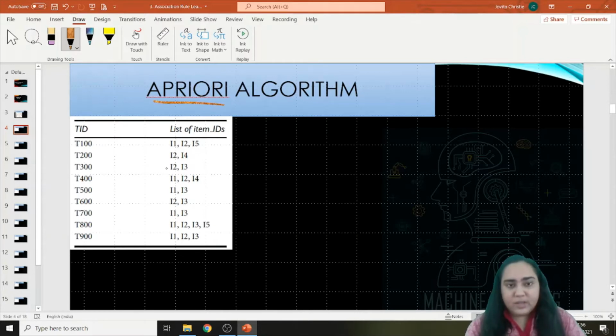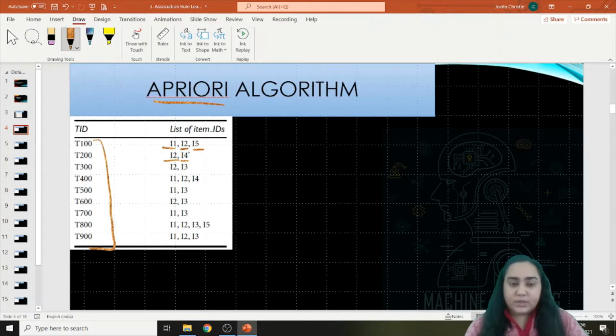To begin the algorithm, we will use this small example where I have 9 transactions, with IDs 100 to 900. Each transaction tells you which items were bought. Transaction T100 tells me that the customer bought I1, I2, and I5. In transaction T200, the customer bought I2 and I4, and so on. We have to find out which of these items are frequently bought together.